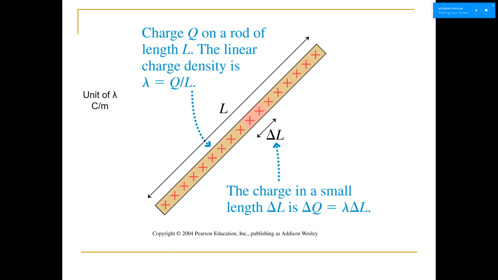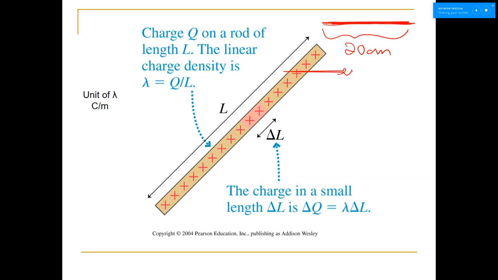If I gave you a line, don't look at the picture that's here, but if I gave you a line here, and I said this is a wire, and on this wire there is charge, and every centimeter there is 1 coulomb of charge. So there you go, there's your wire. Let's call it 20 centimeters.